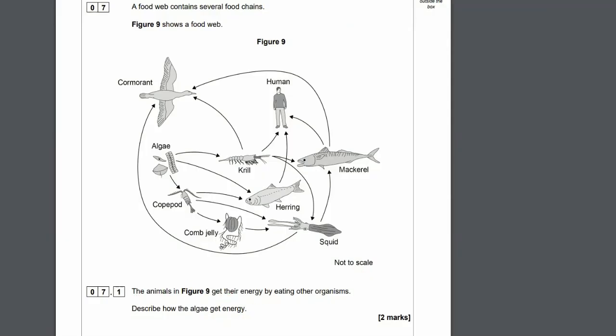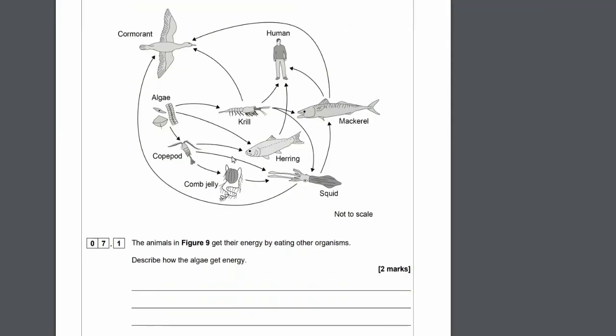Okay, 7. A food web contains several food chains. Figure 9 shows a food web. 7.1. The animals in Figure 9 get their energy by eating other organisms. Describe how the algae get energy. Pause the video, have a go.